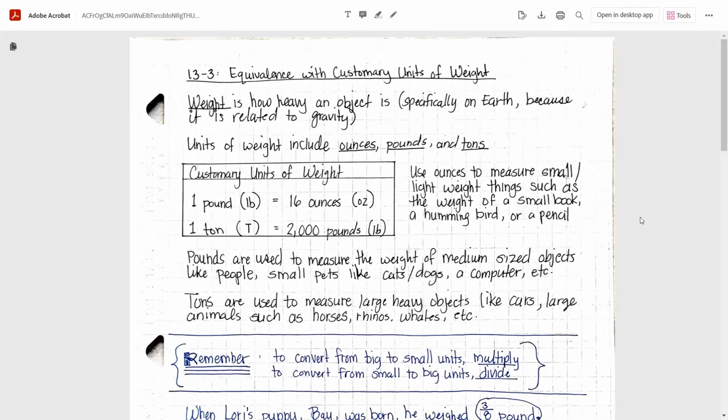So the units of weight that we're using are ounces, pounds, and tons. So 1 pound is 16 ounces. 1 ton is 2,000 pounds. Now we use ounces to measure small, really lightweight things, such as the weight of a small paperback book, the weight of a hummingbird, the weight of a pencil.